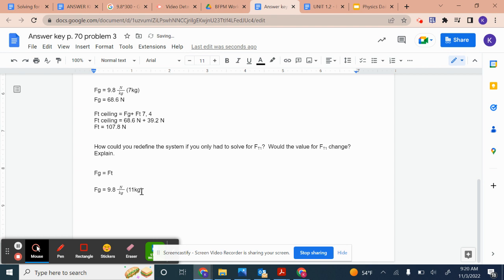9.8 times 11 kilograms is the total mass. And let me just double check that on my calculator. Yes, the answer is 107.8, which is exactly the tension we got from before.